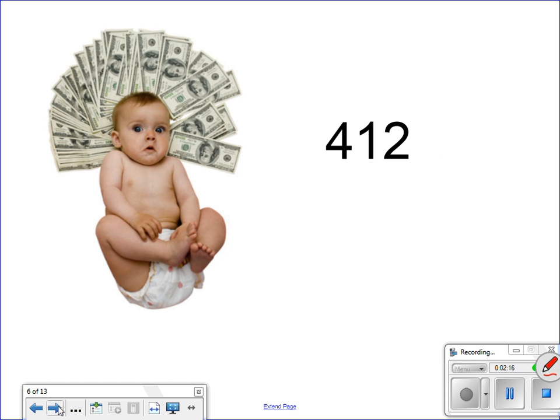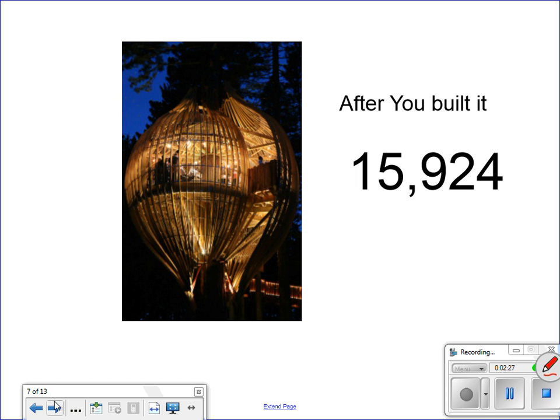This baby right here has a savings account. Had a birthday, has plus $412. Baby should not be in the hole, $412. Take a look here. If you were to build this tree house, after you built it, what would your bank account say? It would say you would owe $15,924, so you are in the negative if you built this tree house.